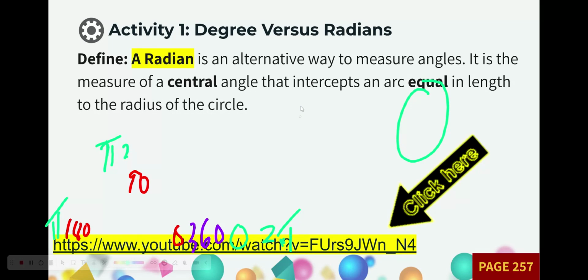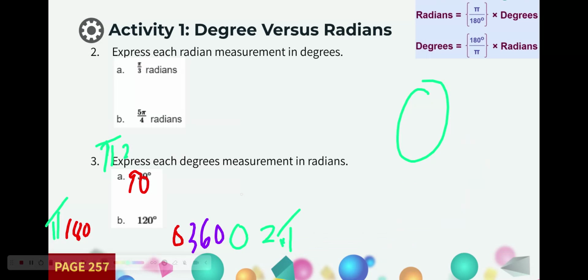After this video that I am recording, you are allowed to watch this YouTube video from another teacher which explains why or how you will see radians in a circle. What we only see are degrees, but in this video you will see how many radians a circle is composed of. Next, degrees versus radians. Express each radian measurement in degrees. As you can see on top, the formula is radian equals pi over 180 times degrees. Given that these are radians, you are making them into degrees.